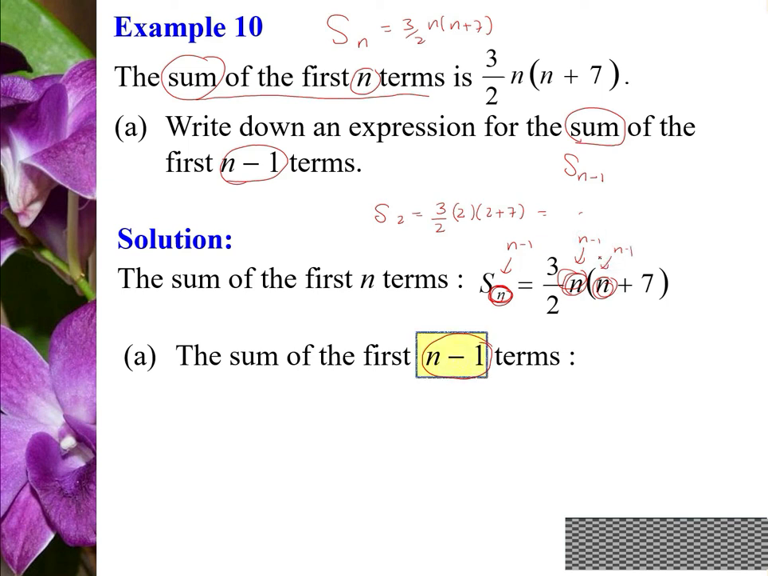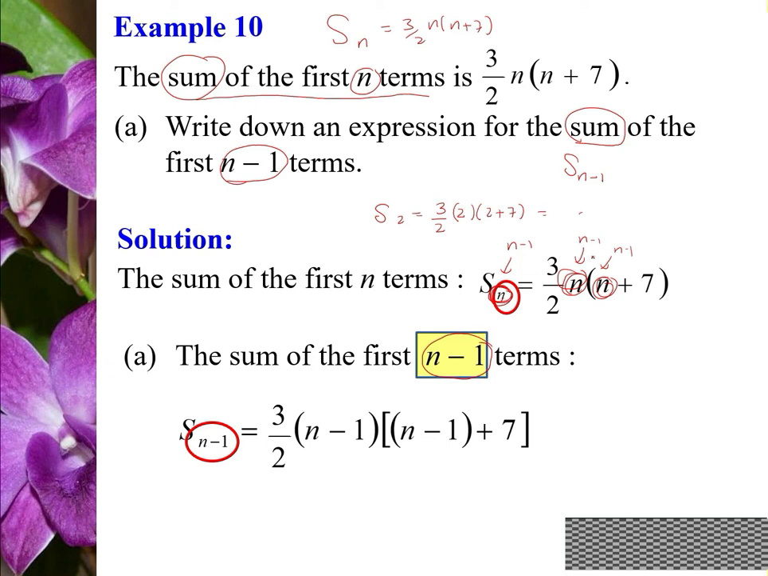So substitute in n minus 1 into all of the n's there. Like this. All of the n's have become n minus 1. And then simplify this. n minus 1 plus 7 is n plus 6. And then you can just leave your answer like that. Next part of the question.